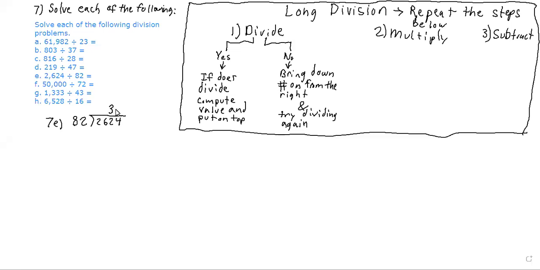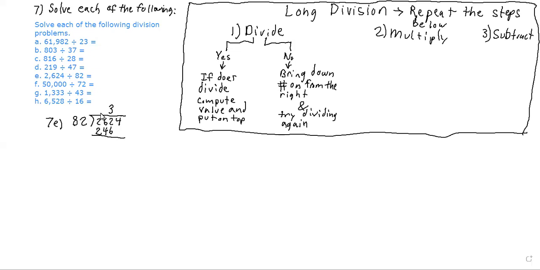Now we did the dividing. We got our answer. Now we're going to use that answer to do multiplication. So we're going to take that 3 and multiply it by the 82. And what do we get? We're going to get 246. Now, this is really important. Where are we putting those 3 digits, 246? We're putting them under the first 3 digits that we use. That's 2, 4, 6. That's where they go.